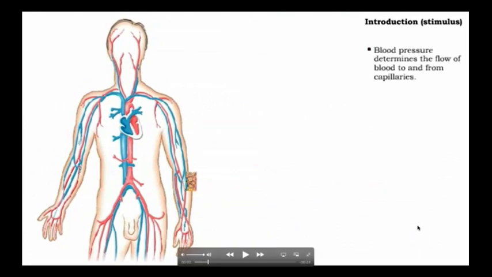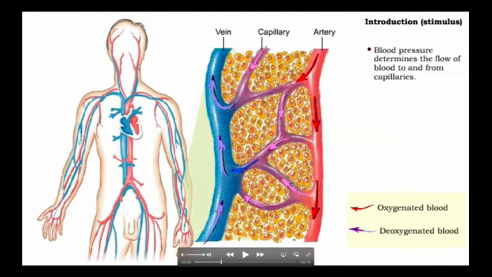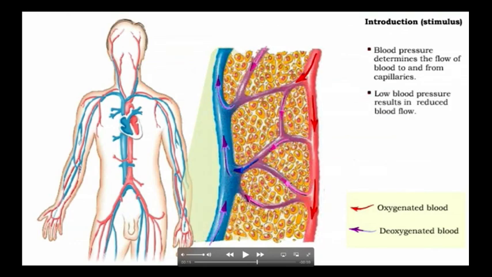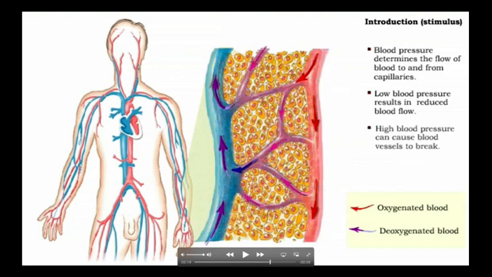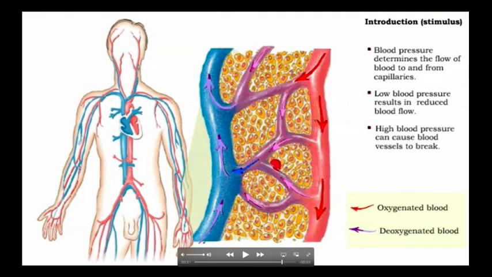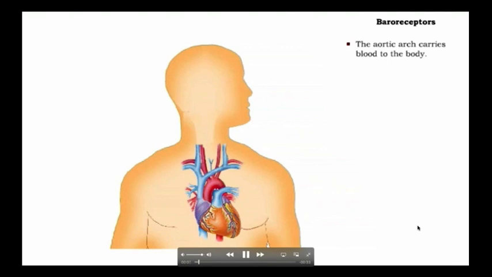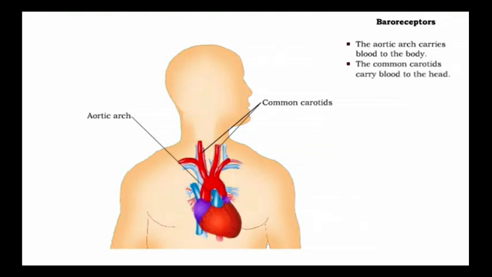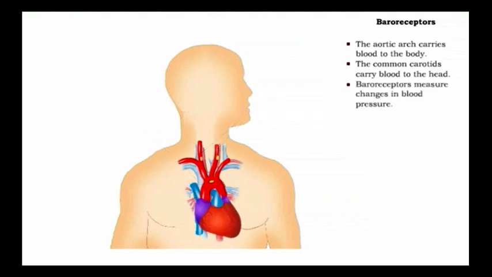Arterial blood pressure determines how much blood flows into the capillaries, where the exchange of nutrients and wastes between blood and body cells occurs. If the pressure is too low, not enough blood goes into the capillaries. If the pressure is too high, blood vessels can break, causing internal bleeding and possibly strokes. The aortic arch and common carotids are arteries that supply blood to critical areas of the body. The aortic arch supplies the body, and the common carotids supply the head. Within these major arteries are structures called baroreceptors that measure blood pressure and send nerve impulses up to the brain.